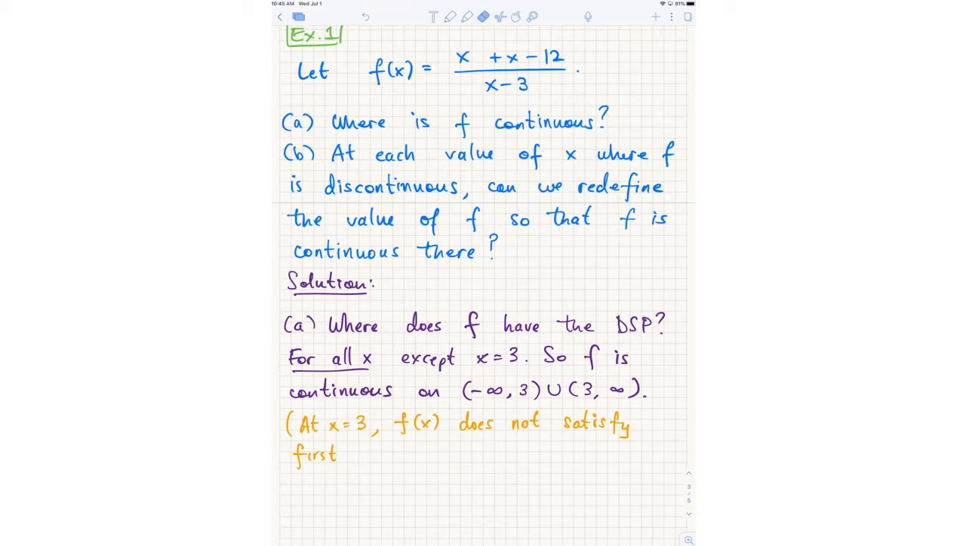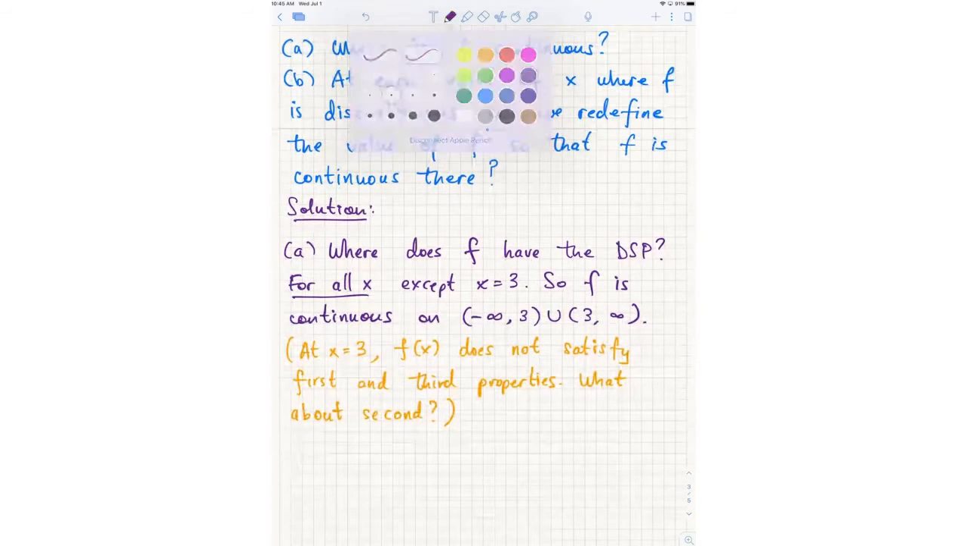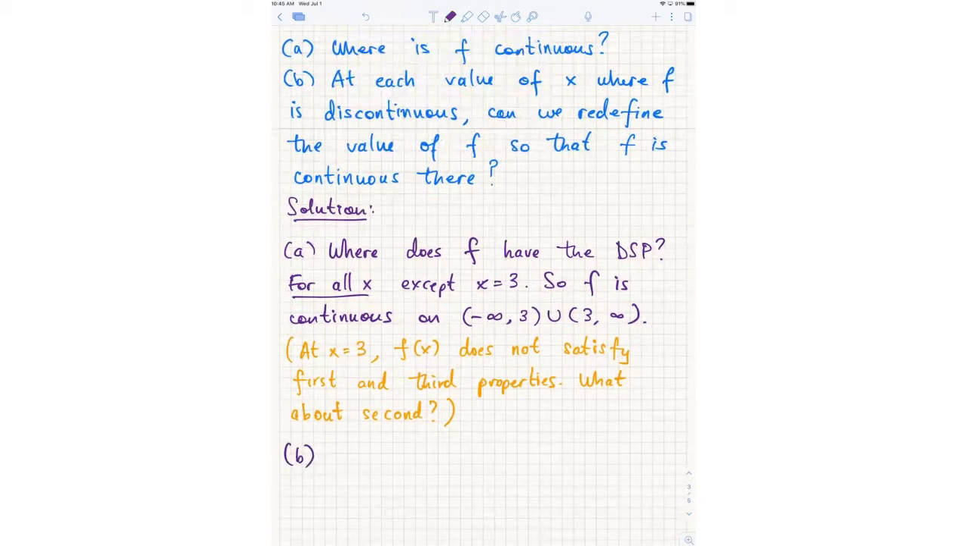What about the second property? Well, we actually haven't done that yet. We actually do have to figure that out. So f of x does not satisfy the first and third properties. The second property asks about the limit as x approaches 3. We haven't even done that calculation yet, but the answer will be yes, it actually does satisfy the second property. It's just a matter of this function not being defined. Let's make it very clear: right now, f of 3 is undefined.